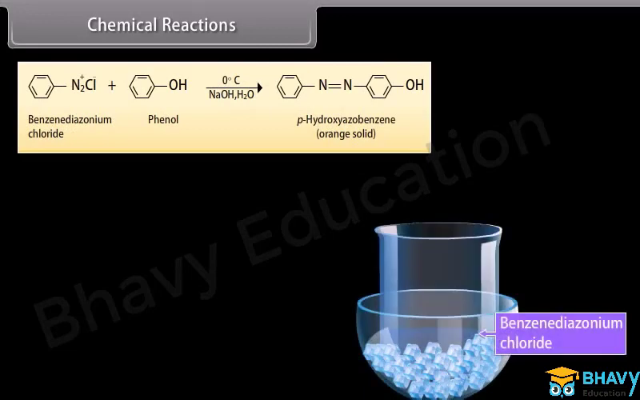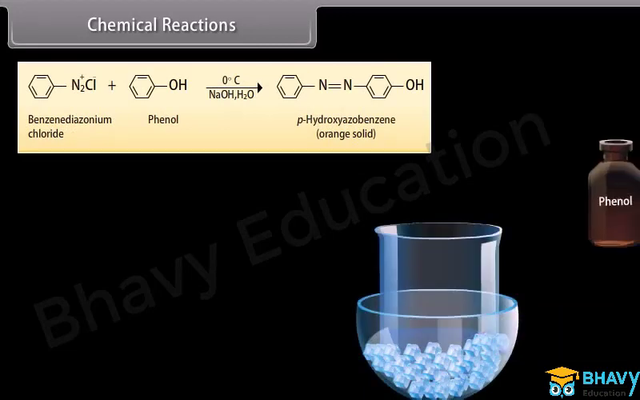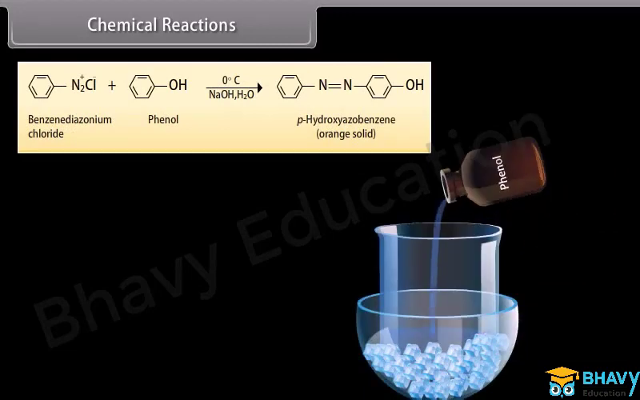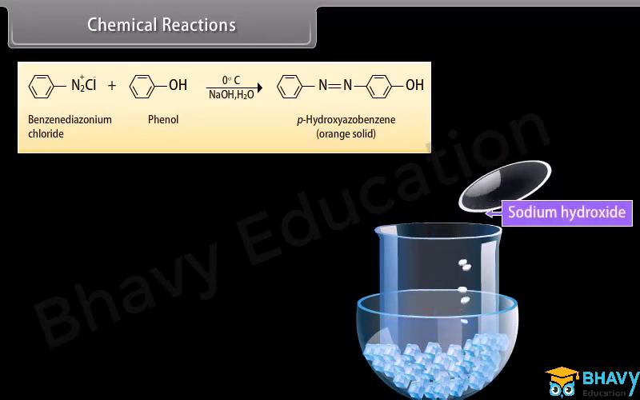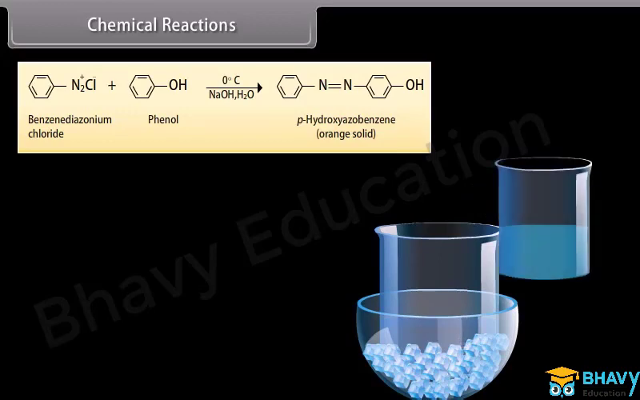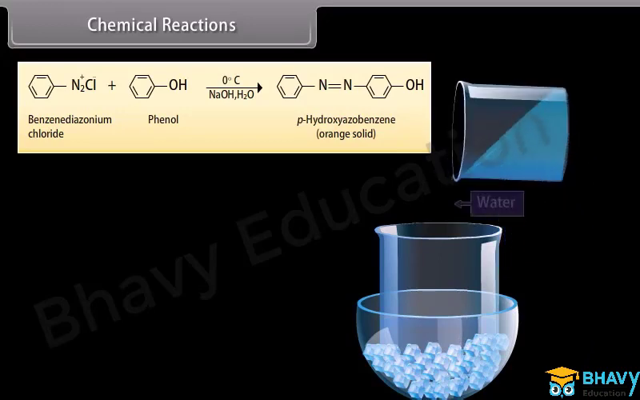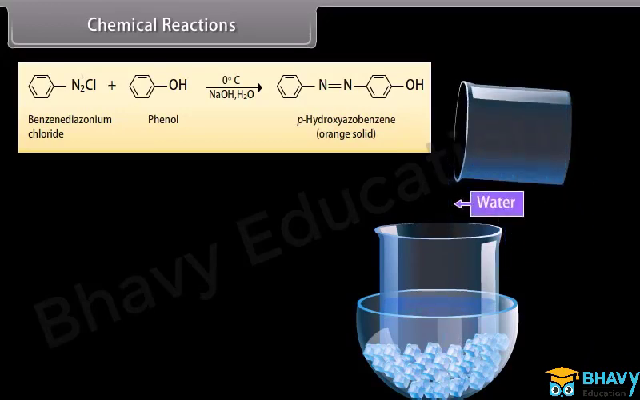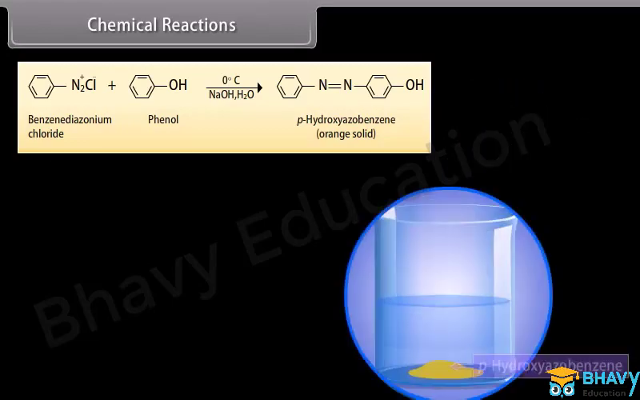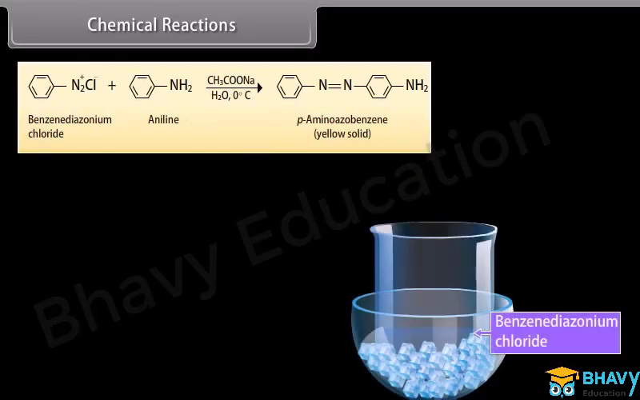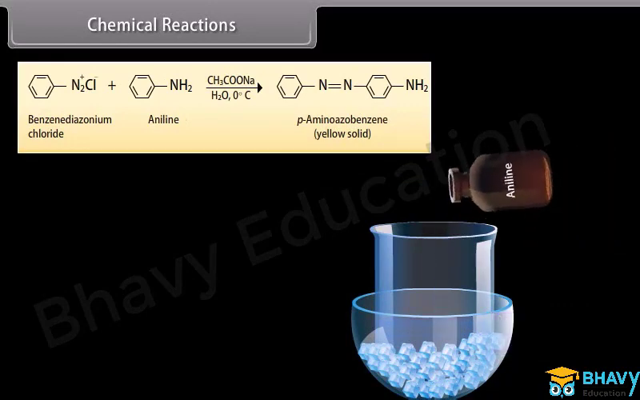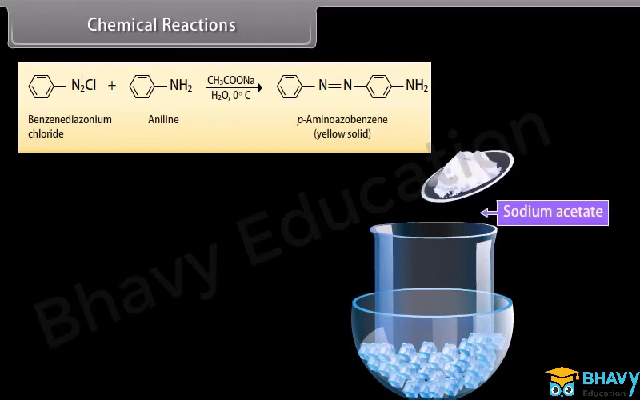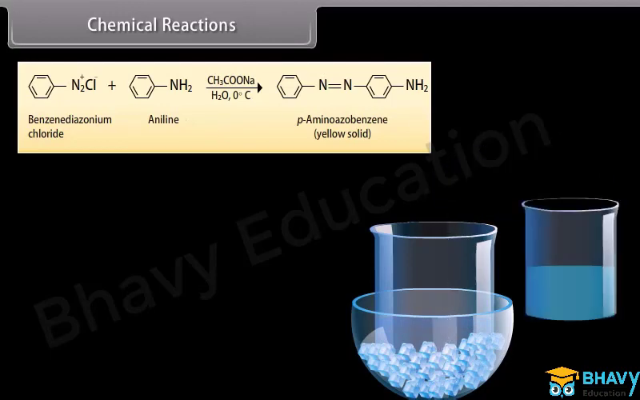Benzene diazonium chloride reacts with phenol in the presence of sodium hydroxide and water at 0 degrees Celsius, and produces para-hydroxyazobenzene. Benzene diazonium chloride reacts with aniline in the presence of sodium acetate and water at 0 degrees Celsius, and produces para-aminoazobenzene.